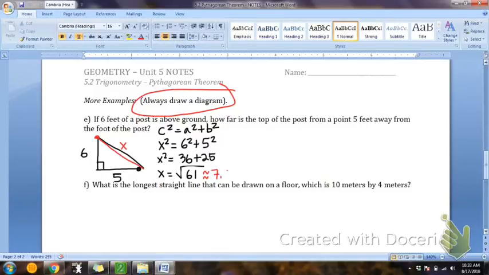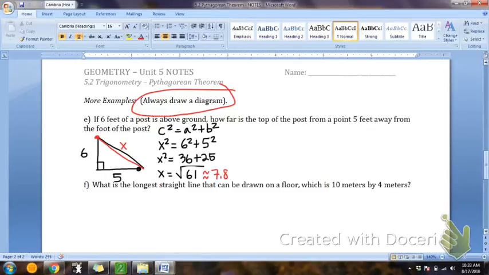So 7.8. Now, the other part of story problems is that you're not just going to be able to find the answer. You have to interpret what this means. Okay, so what does it mean, 7.8, in response to my problem? Okay, so this is what I'm looking for. The question asked, how far is the top of the post? Your answer should be, the top of the post is 7.8 feet, but we're going to use the word approximately.